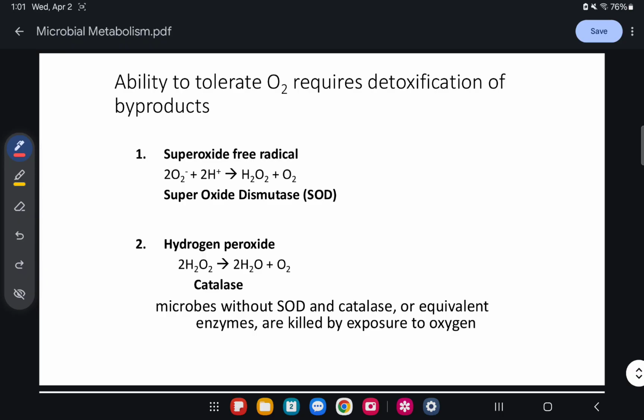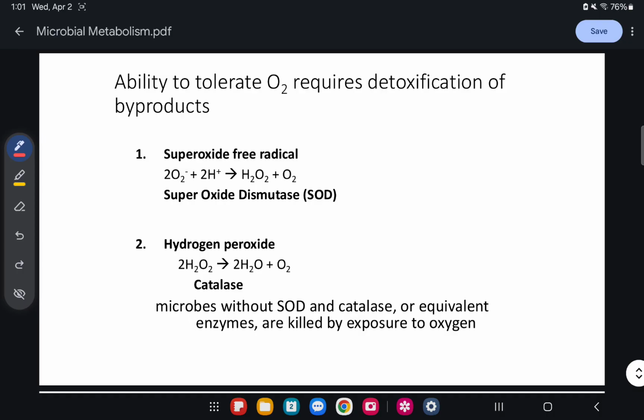But notice, what is my end product here? Hydrogen peroxide. That's also an oxidizer. That also steals electrons. That's got to be tamped down too. And for that, I have a second enzyme, catalase.